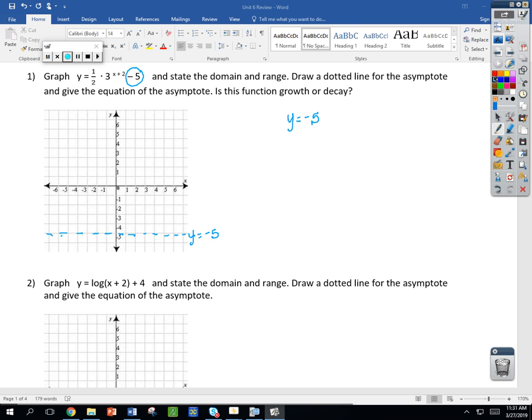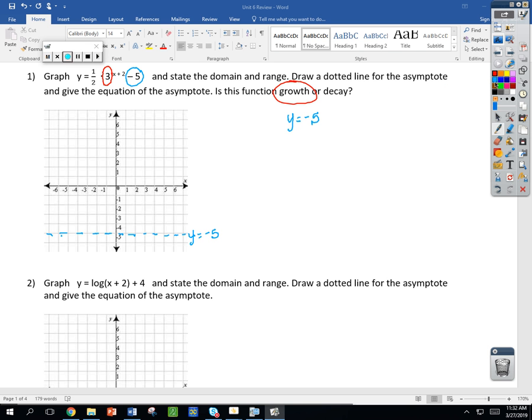I need to determine whether it's growth or decay. And so I'm going to look at the number that's the base, whatever is being taken to the power, which in this case is 3. Because that's a number that's bigger than 1, the answer to this is that it's growth. If this was like 1/2 or 2/3, something between 0 and 1, then that would be decay.